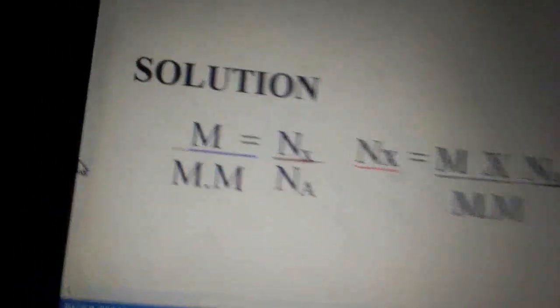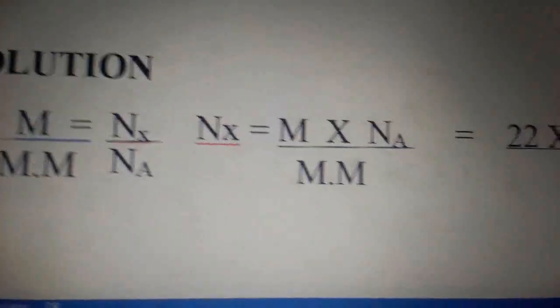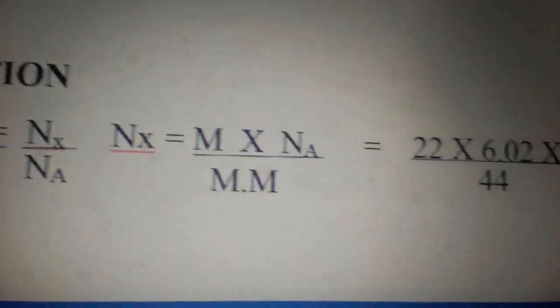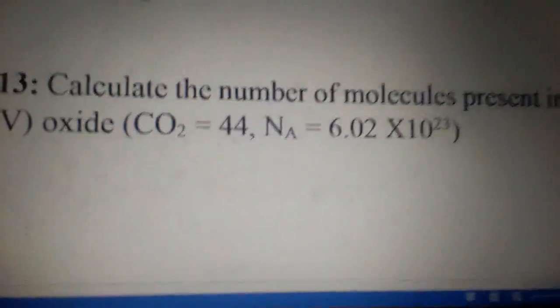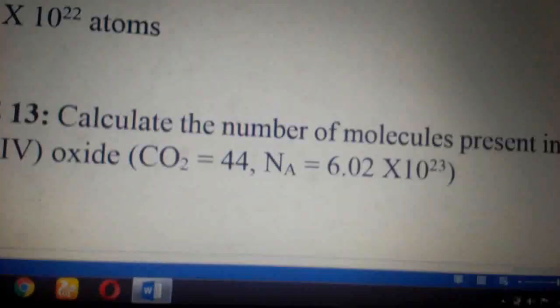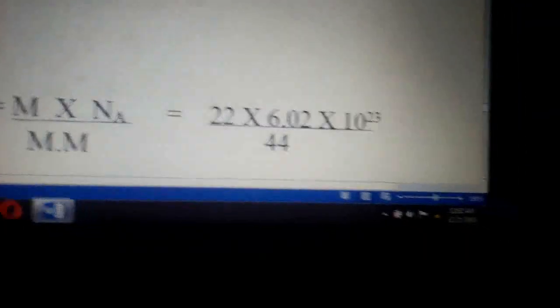So instead of atomic mass, we use molecular mass. We make Na the subject as M times Na over molecular mass. The molecular mass of CO2 is given to you as 44. So we'll go on to substitute. The mass of the CO2 is 22 grams, given to us in the question. 22 grams of CO2 multiplied by the Avogadro's constant, which is in bracket, all over the molecular mass. Solving, we arrive at 3.01 times 10^22 molecules of CO2.